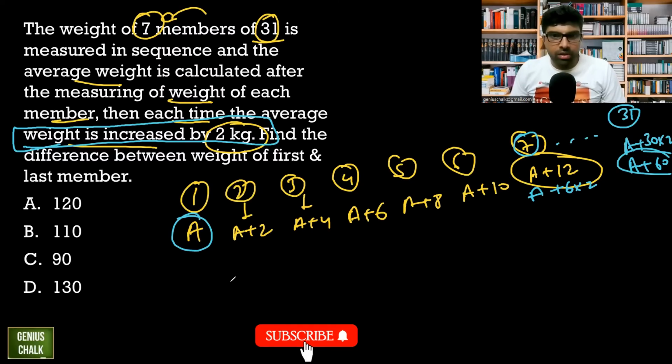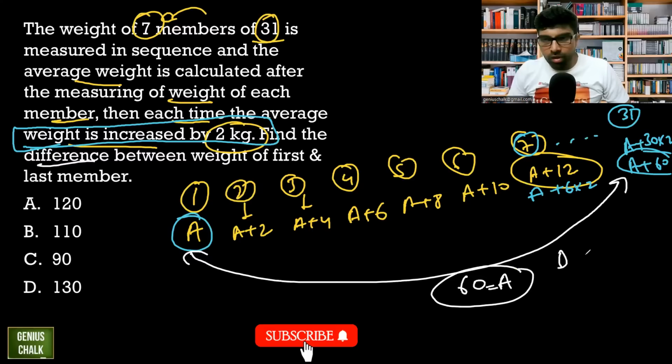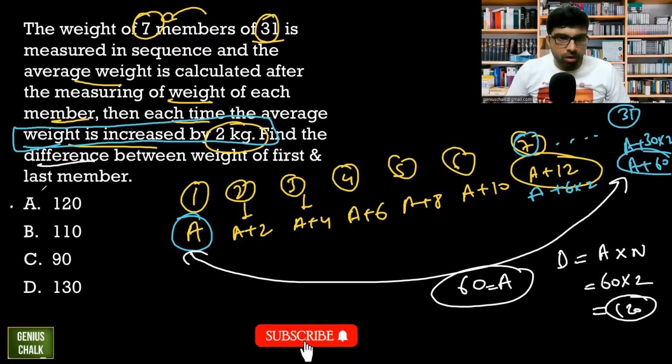So what is the change in the average between the first and the last? You can see change in average is 2. But we are finding the difference. So there are 2 members. You see, this is the average change. And we are finding the difference. Difference means average into number of people. There are first and the last 2 members. So 60 into 2, that should be 120. So 120, option A should be my answer. I hope it is clear.